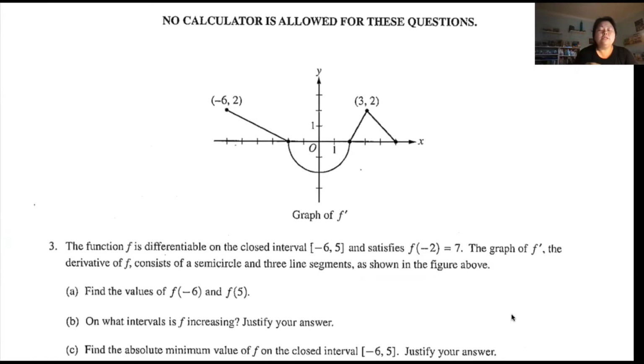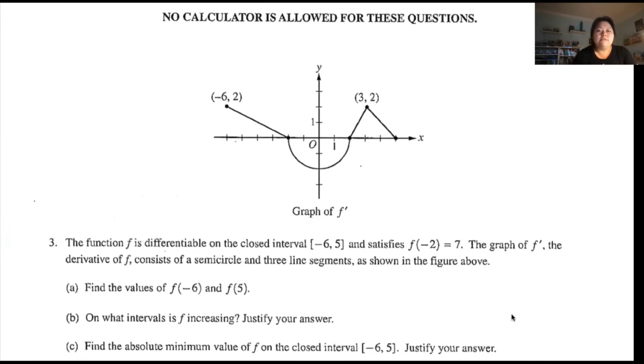Okay, we are on 2017 FRQ number 3 on the non-calculus section. So we're going to start with the function f is differentiable on the closed interval between -6 and 5 and satisfies f of -2 equals 7. The graph of f prime, the derivative of f, consists of a semicircle and 3 line segments as shown in the figure above.